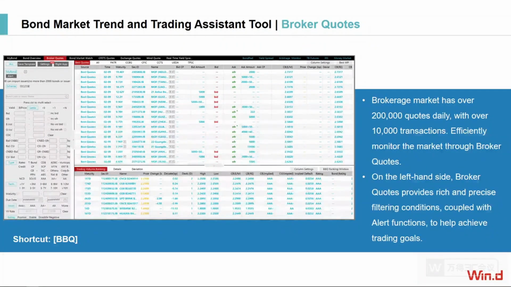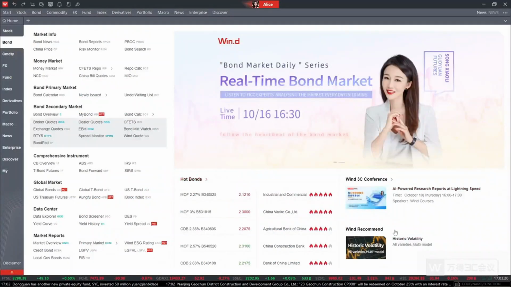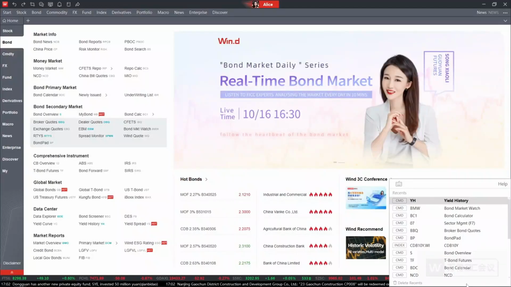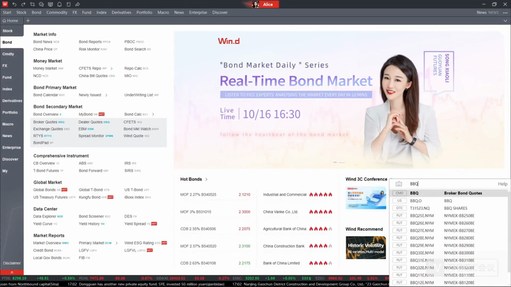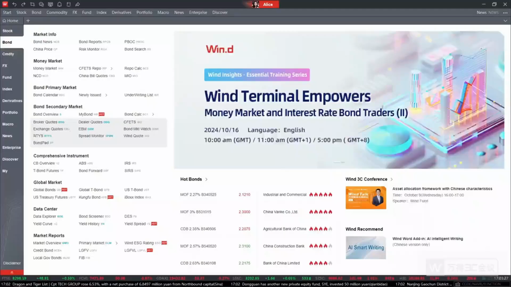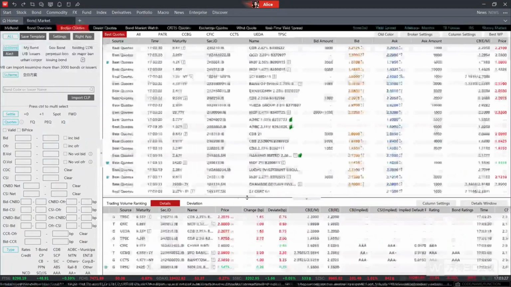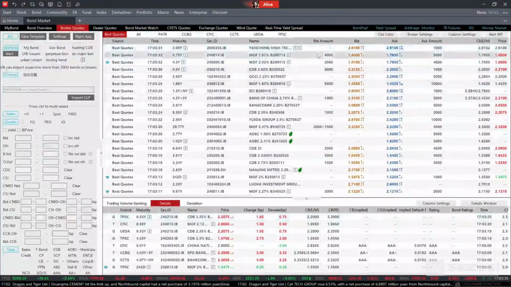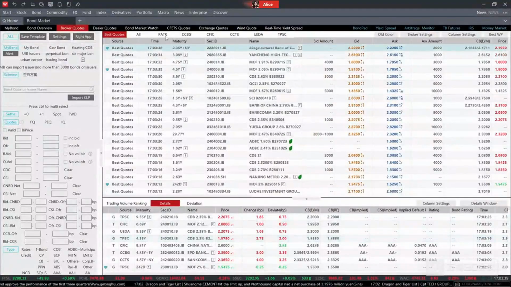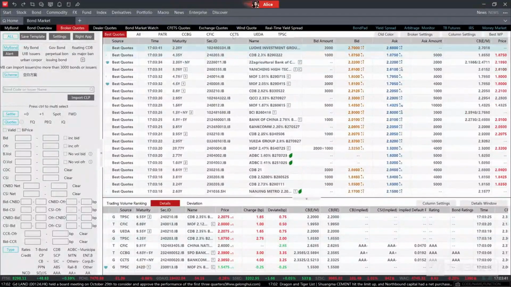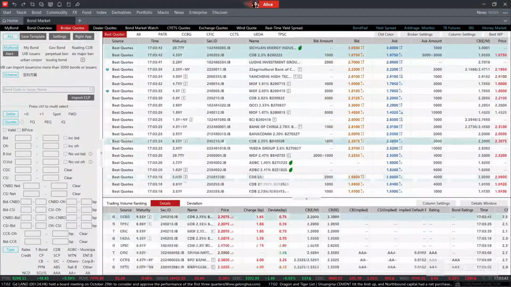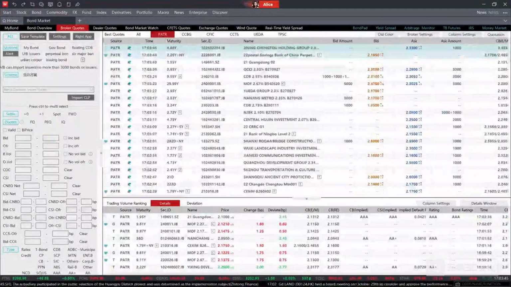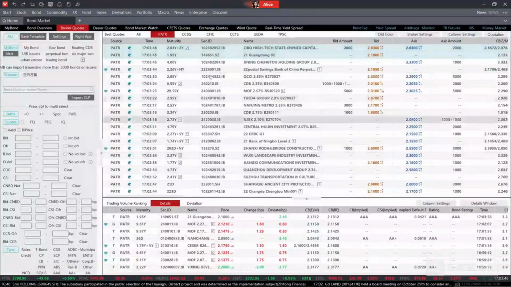So how can we get such a tool? We can go into our terminal first, and enter the shortcut BBQ. BBQ. Then we enter the broker bond quotes. On the right-hand side, you can get the latest quote prices from 6 major brokers in China. We can see on the top over here the 6 major brokers. Once we click one, that broker provides the bond prices for you.